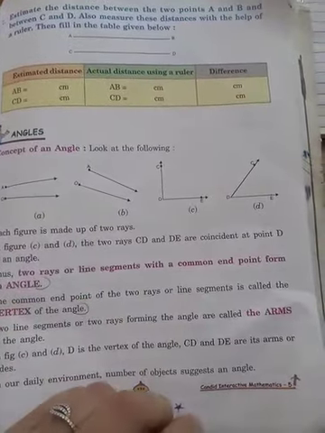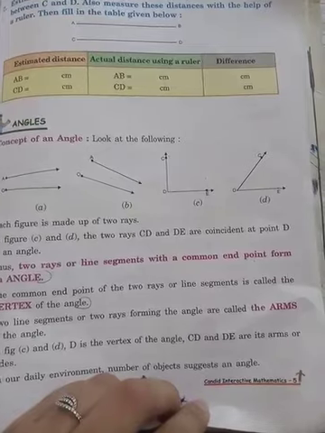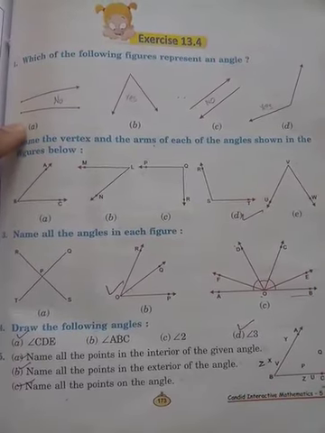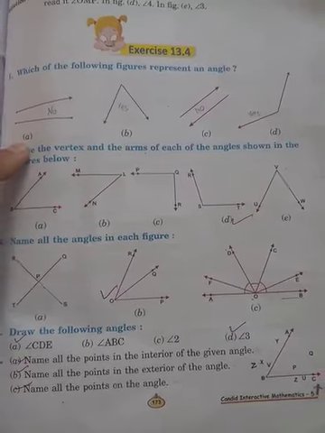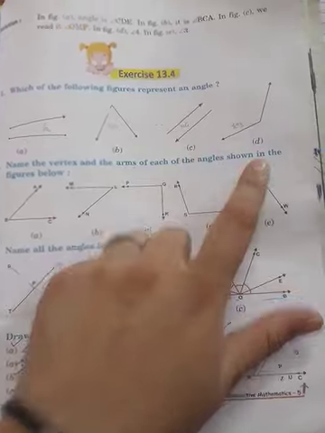So in the first question we have to check which figure forms an angle and which are not an angle. So your first question, the rays don't meet at any point, so they do not form any angle. They form, yes, second is yes, third is no, and fourth is yes.